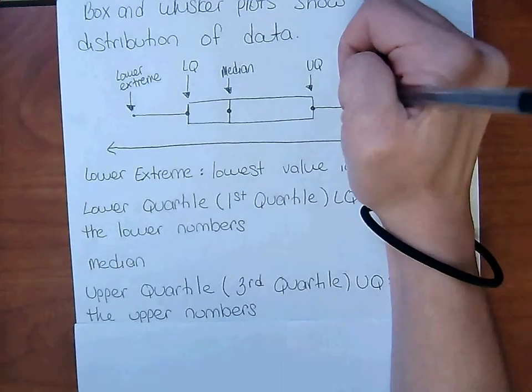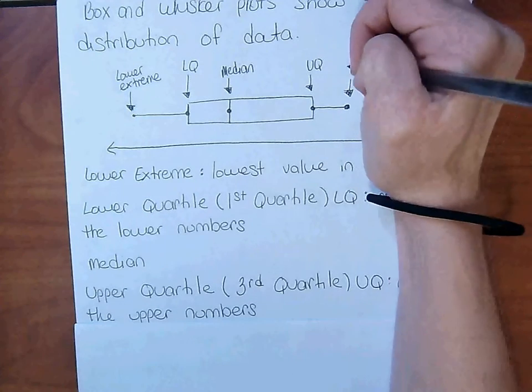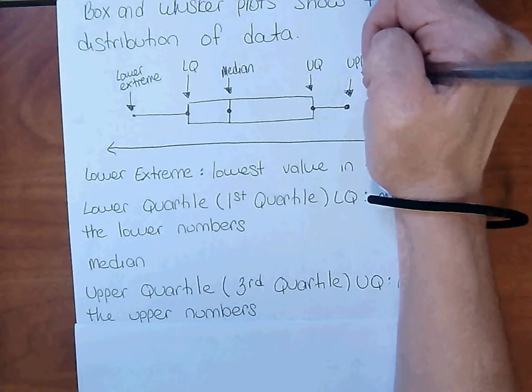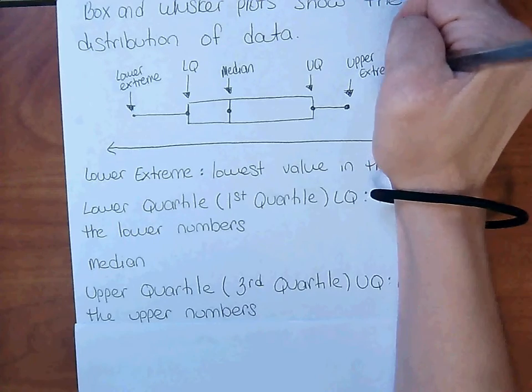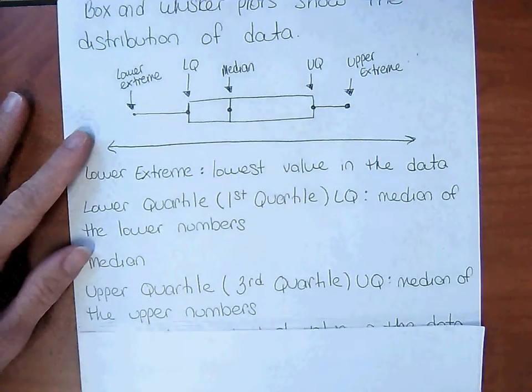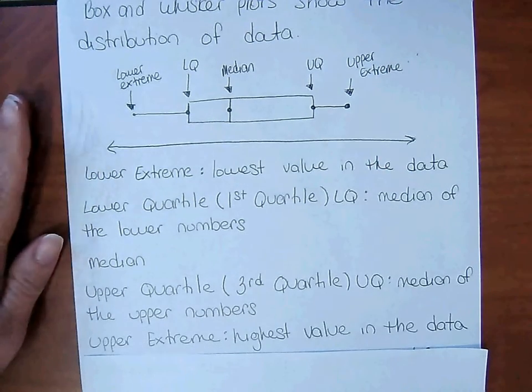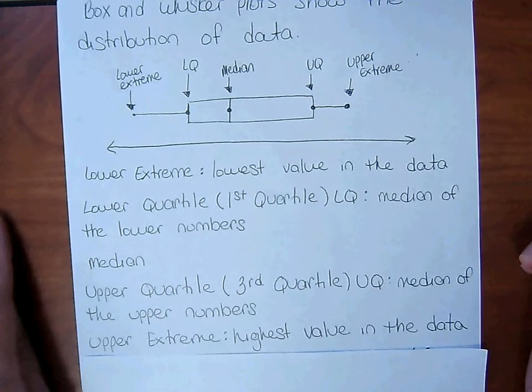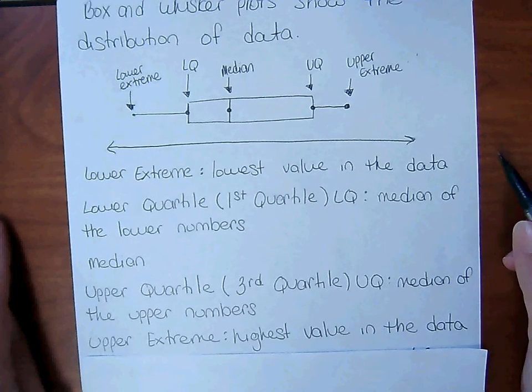And our last data point is the upper extreme. The upper extreme is the highest value in the data. These are all of the parts that make up a box and whisker plot.